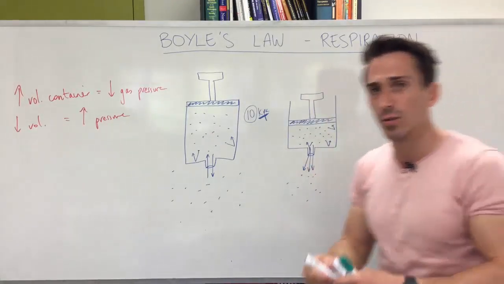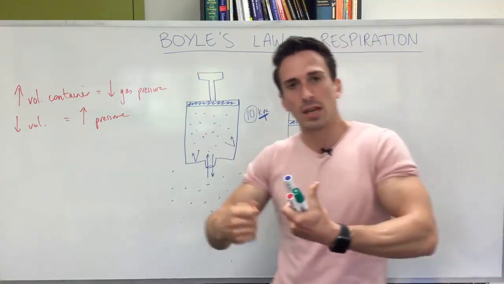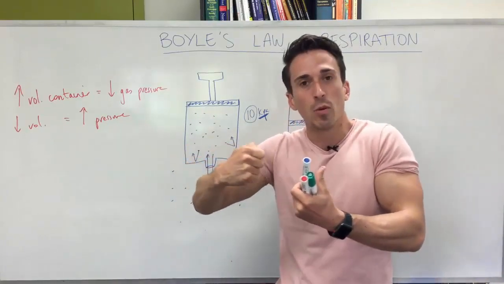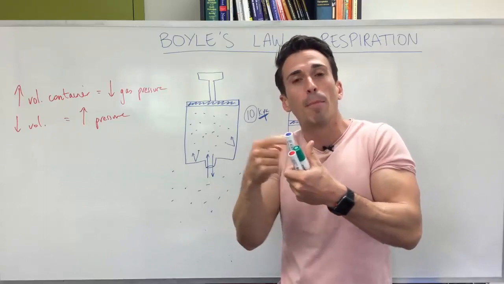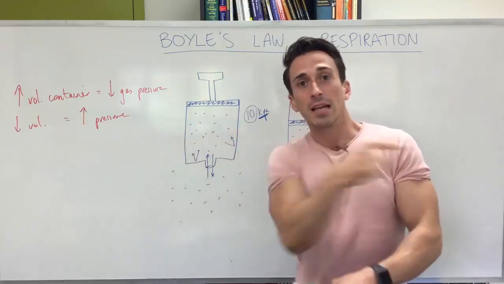Now this makes sense. If you were to get a syringe and you put your thumb on the end of it and push on the barrel of that syringe, what's going to happen is you feel that pressure pushing onto your thumb. You remove your thumb, the gas flows out.